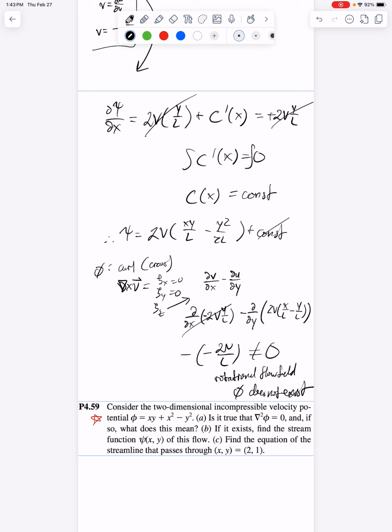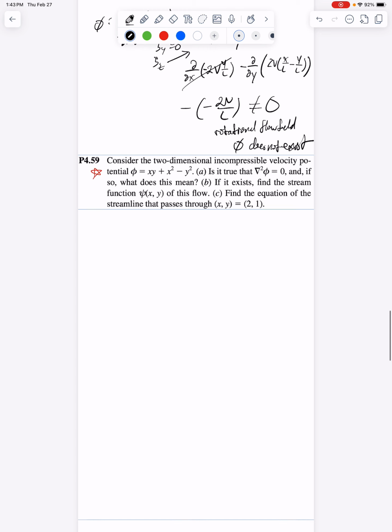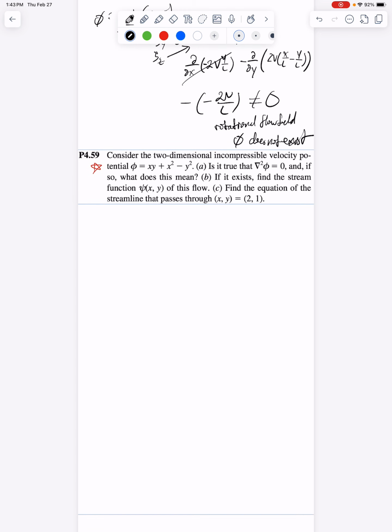Okay. I'll keep the answer here, but I'm going to quickly move on to this next part. In this question, it's kind of like in reverse now. We're given the velocity potential phi for some two-dimensional incompressible flow field. So already, because we're given phi, it implies that we have an irrotational flow field. Just a heads up.